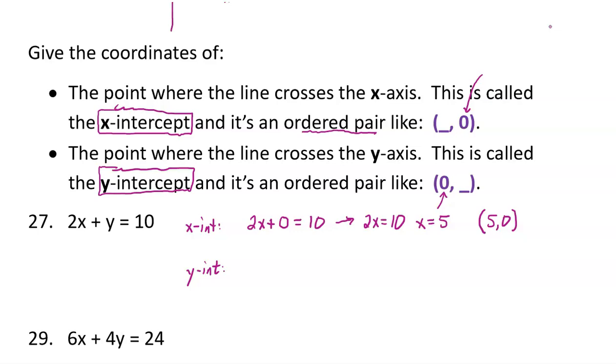Now we'll get the y-intercept. The y-intercept is a point that's on the y-axis. Every point on the y-axis has an x-coordinate of 0. So take the equation, and where the letter x is, substitute in 0.